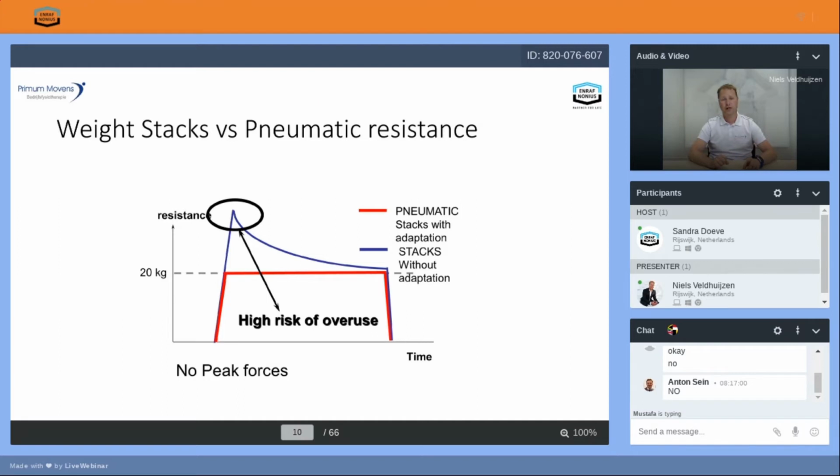Also, when you use a weight stack, the force that is necessary to start the motion is higher. The initial force is higher than with a pneumatic system, because the pneumatic system adapts the resistance to the speed of the movement. When you talk about rehabilitation, you would like to have the resistance as smooth and constant as possible. So that's why I prefer the pneumatic systems over the weight stacks.